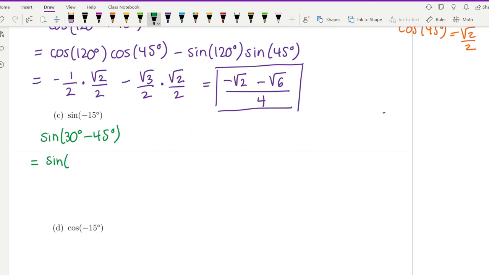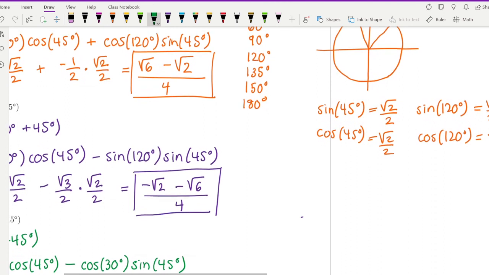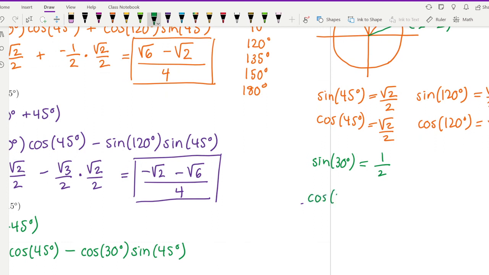So we have sine of 30 degrees times cosine of 45 degrees minus cosine of 30 degrees times sine of 45 degrees. So basically, blending all the different sines and cosines. And so we already had figured out what sine and cosine of 45 degrees are. Maybe let's add 30 degrees to our picture so we can refer to that. So for 30 degrees, we have root 3 over 2 and 1/2. And so sine of 30 degrees is the y coordinate, right? That's 1/2. And then cosine of 30 degrees is the x coordinate, which is square root of 3 over 2.